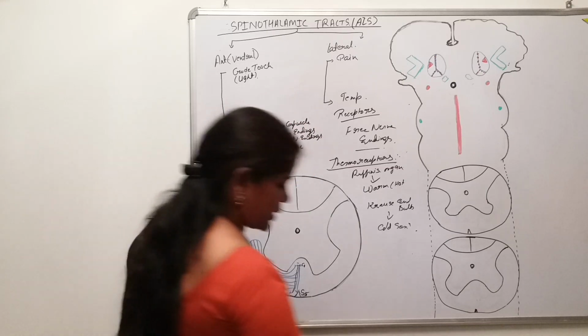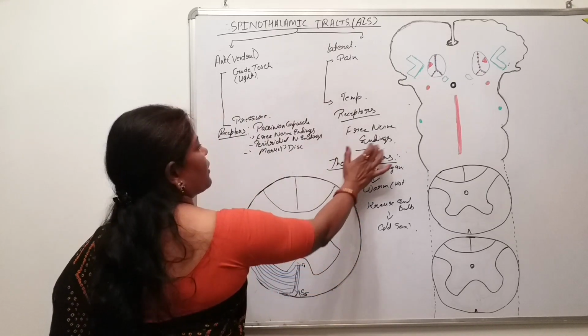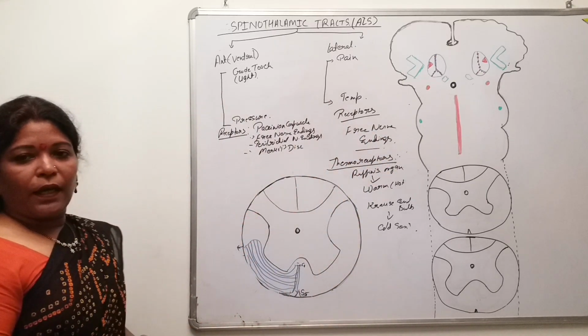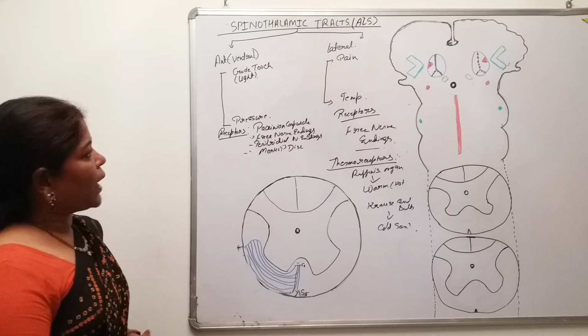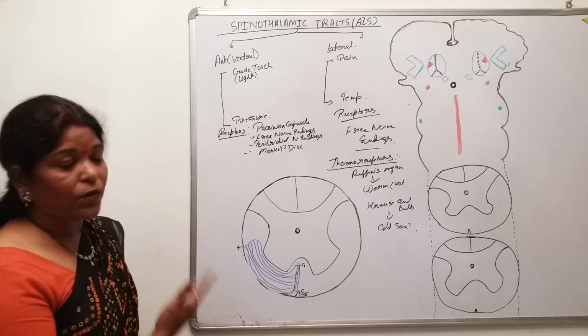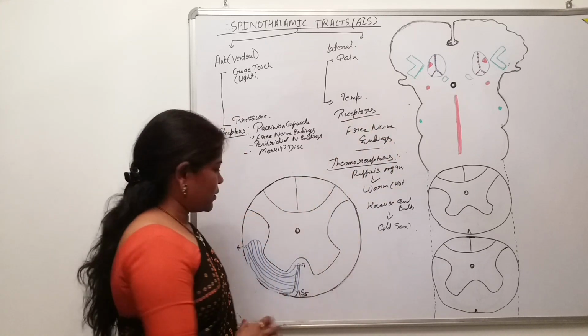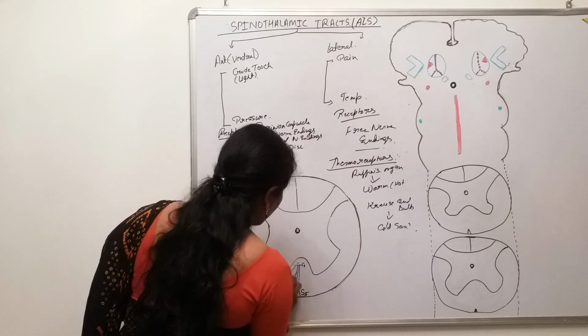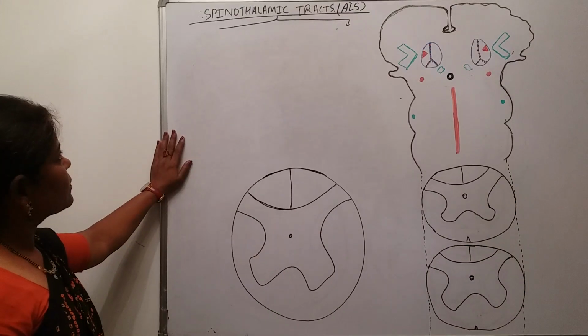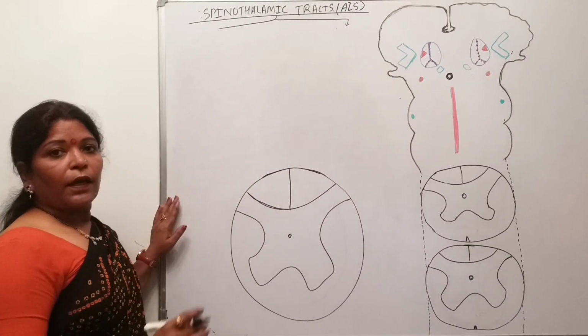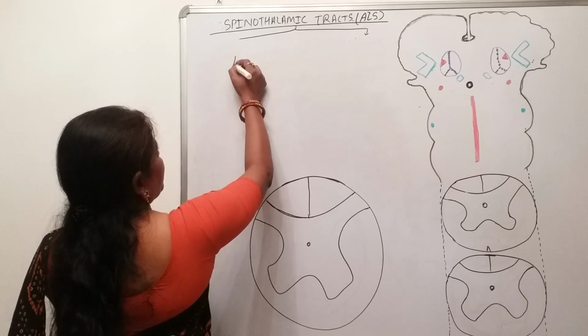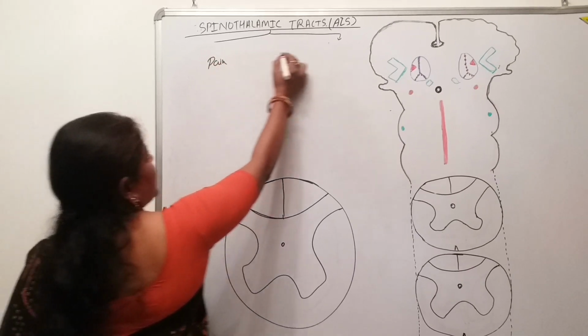So we will discuss how these free nerve endings are elicited, and how the pain and temperature pathway is produced by the stimulation of these free nerve endings. Now come to the pain and the temperature sensation.